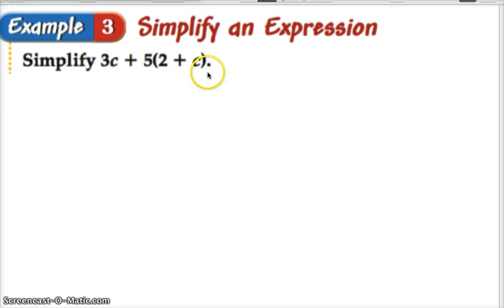So in this problem example 3, we're going to be doing some simplification. And what I want you to see is that we have a number outside the parentheses. We've got this variable here. There's nothing to do in the parentheses. I'm hoping you're recalling last lesson where we had to use the distributive property. And so we're going to do that. First thing I like to do is say, let's handle distributive property, get rid of all the parentheses. So I have 3c plus 5 times 2 is 10.